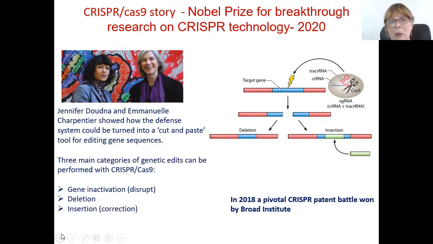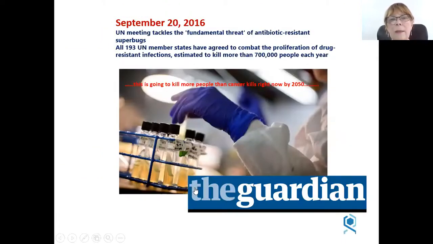The main categories of genetic edits can be promoted with the CRISPR-Cas9 system. This is gene inactivation, deletion, or insertion. Insertion in cases of correction of genetics. And now let's go back to phage therapy.